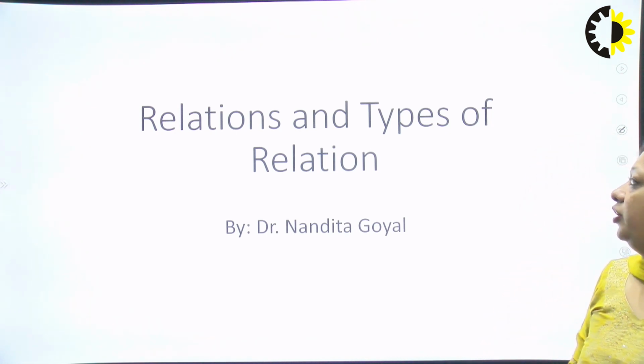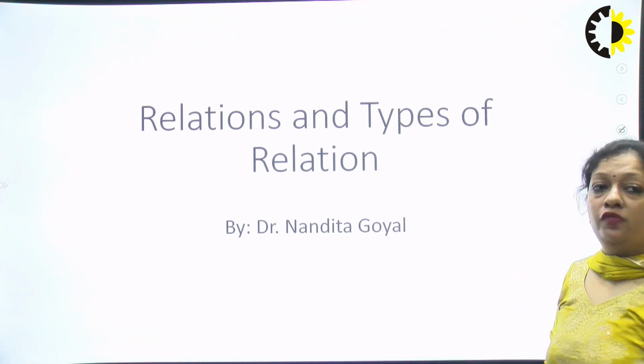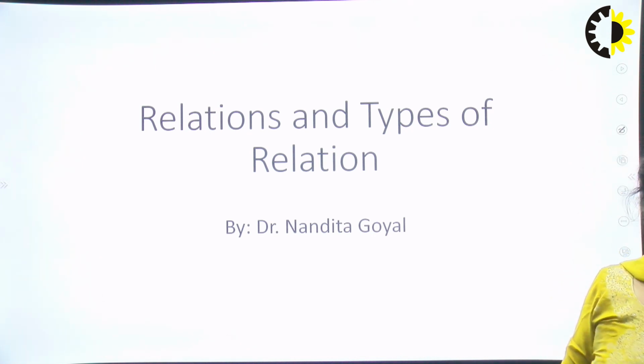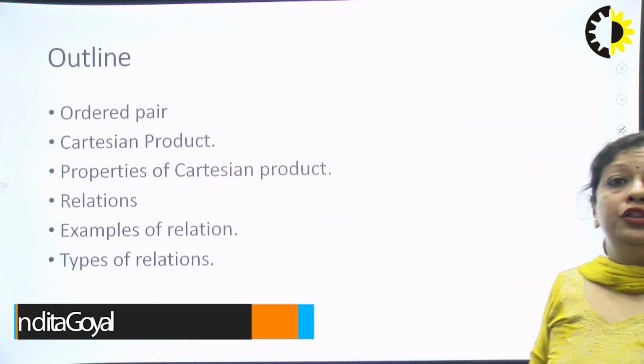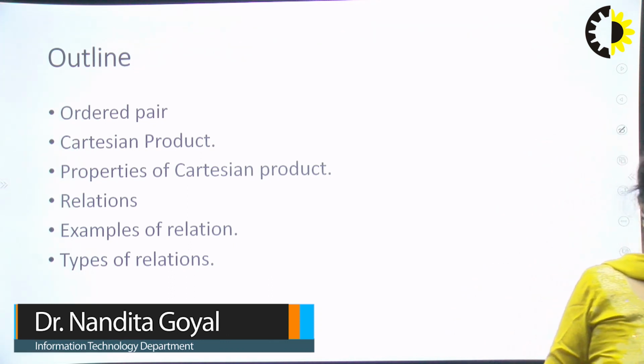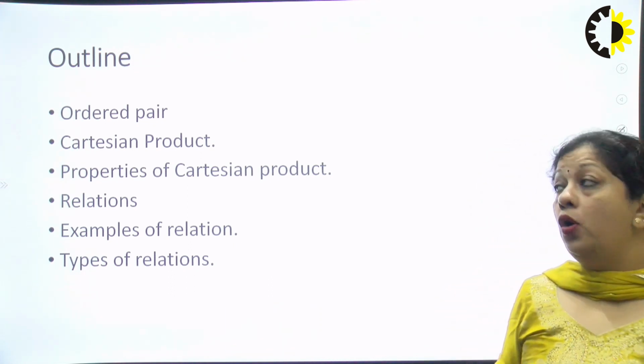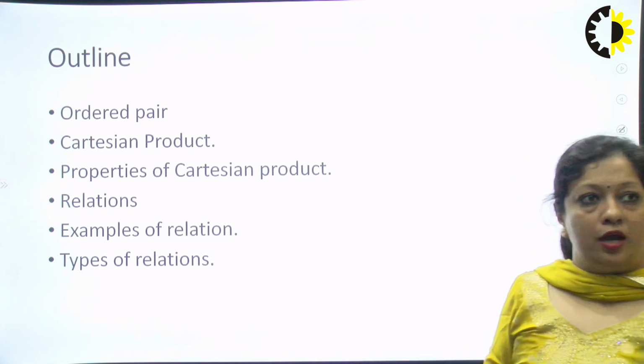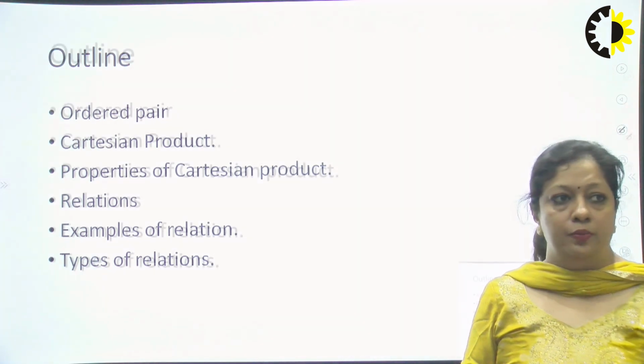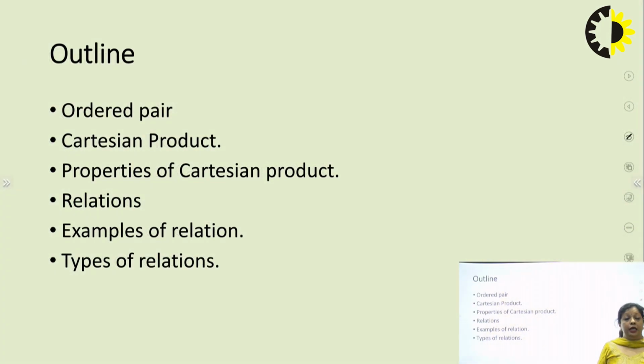So today I'll be covering the topic Relations and Types of Relations, which is a topic from Discrete Structures and Theory of Logic. The topics which I'll be covering in order to understand what exactly is a relation and what are the types of relation include ordered pair, Cartesian product, properties of Cartesian product which can be applied directly. Then what do we mean by relations? Then we'll be covering a few examples on relations and types of relations.